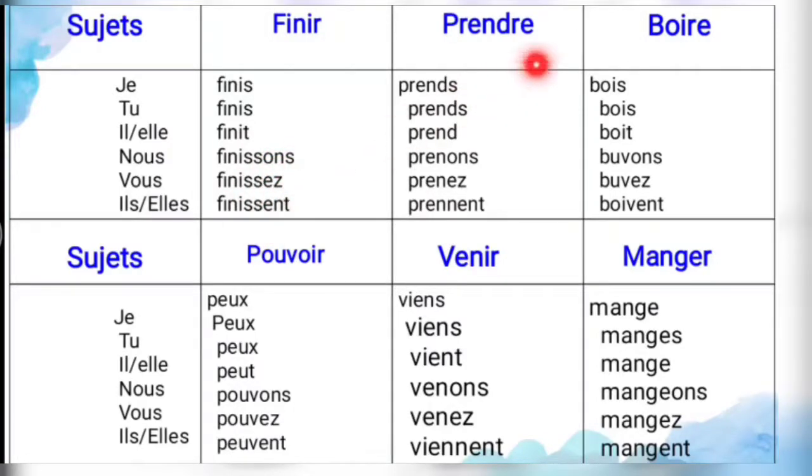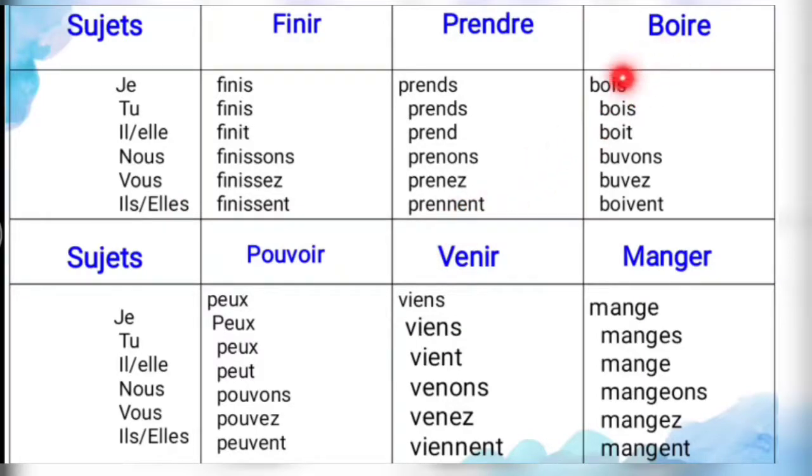And let us move to the next verb, that is prendre verb, which is based on the third group, that is RE group. And this is the conjugation for prendre verb, meaning to take. So what is the answer? Je prends, I take. Tu prends, you take. Il prend, he takes. Elle prend, she takes. Nous prenons, we take. Vous prenez, you take. Ils prennent, they take. Elles prennent, they take.